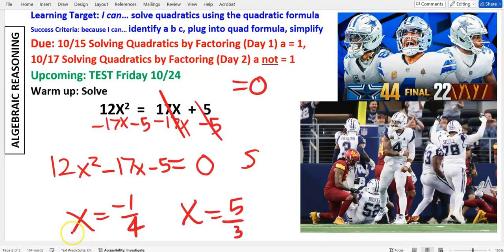Another way to write the answer is in the squiggle brackets: negative 1 over 4, 5 over 3. Those are ways to do it. Today we're going to talk about the quadratic formula.